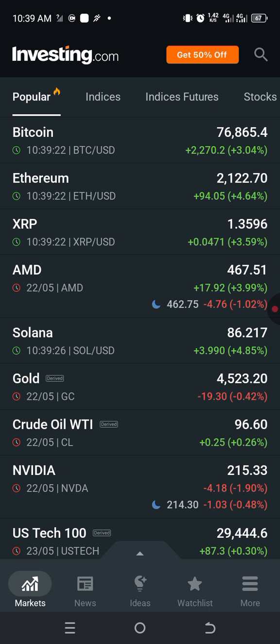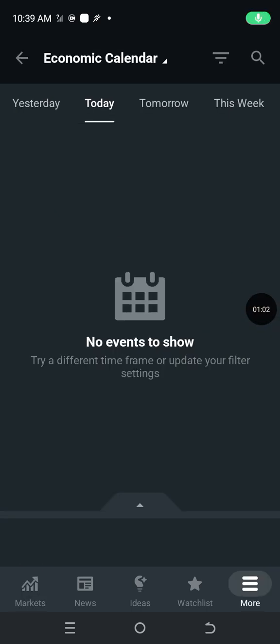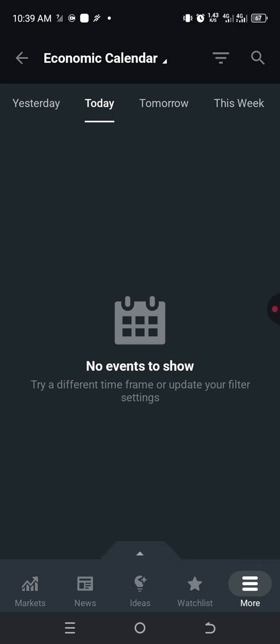So you go to more. Then if you press more, you go to calendar. I can't show you that because it will show my name, but if you press more, there's calendar. You press on calendar, then that's when you see the economic calendar. It shows you yesterday, today, tomorrow, this week. As you can see, today we don't have news. We are free to trade because it's a Sunday. It's only crypto and indices that work. The others are frozen. Saturday and Sunday, they don't work.